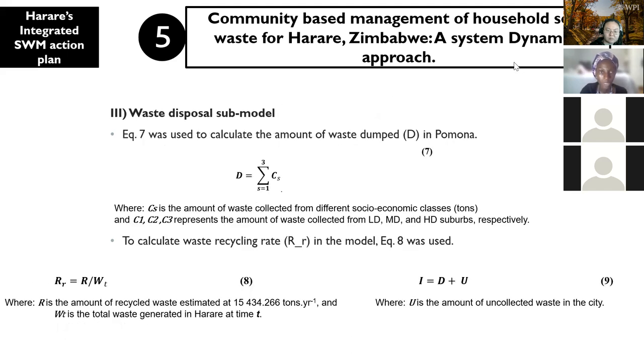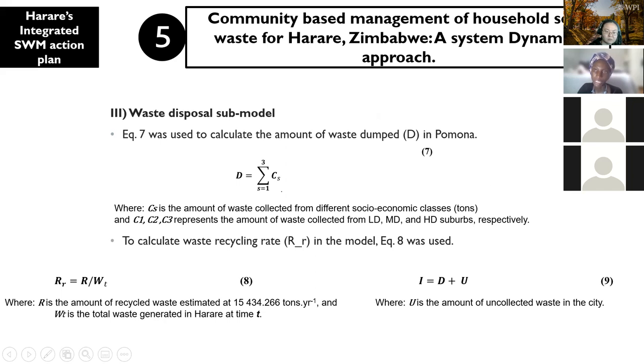So then we go on to the waste disposal sub-model, where C is the amount of waste that is collected from different socioeconomic classes, and C1, C2, C3 represent the waste that is collected from the different suburbs, that is low density, medium, and high density, respectively. And we calculated the recovery rate as the amount of waste recovered over the total. Like I mentioned earlier, in the municipality, they calculated the amount of waste recovered over the amount of waste that is collected, which is different from how we did it here.